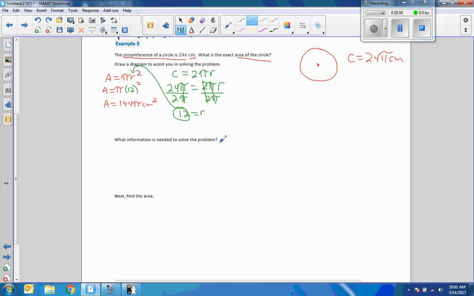So what information was needed to solve this problem? The key to this was the radius. Actually, we needed to find the radius from the circumference, plug it into the area formula to find the area. So we needed the area formula for a circle, the circumference formula for a circle, and we needed to find the radius. Okay, and next find the area is what I have done. And if I drew this circle here, we found the radius to be 12 centimeters.